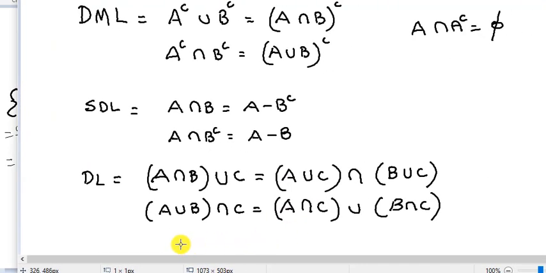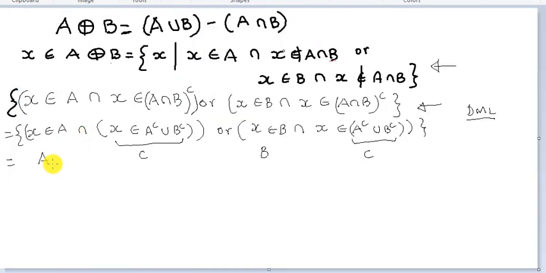We can apply the second law here. This is the second law of the distributive law. And we have this term with us. Our common term is the C. We are going to replace that with the left hand side, which is A union B intersection C. All right. So that's what we are going to do. Okay, because we have the term, right?